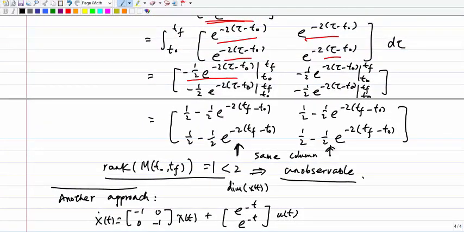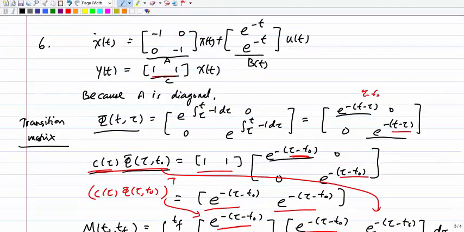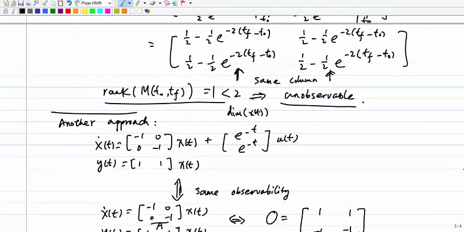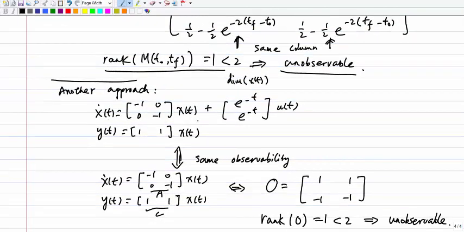Okay, so this is one approach you can use. Another approach: the observability of this system is the same as the observability of the one where I remove u(t). If you remember what I mentioned about observability, you can let u(t) be 0, because it really doesn't matter. You don't have to change your u(t), you just set u(t) to 0. The observability of these two will be the same.